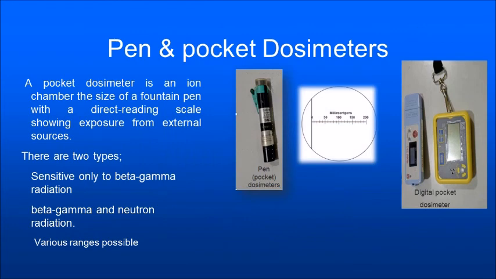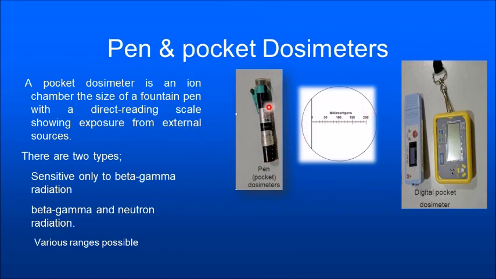The last one for personal monitoring is the pen or the pocket dosimeter. One of the major advantages of using the pen dosimeter or the pocket dosimeter is that you can read the dose yourself. You don't need to send it to an agency and wait for the reading to be sent to you. Actually, this pocket dosimeter is an ion chamber the size of a fountain pen with a direct reading scale showing exposure from external sources. And this is the scale that you can see.